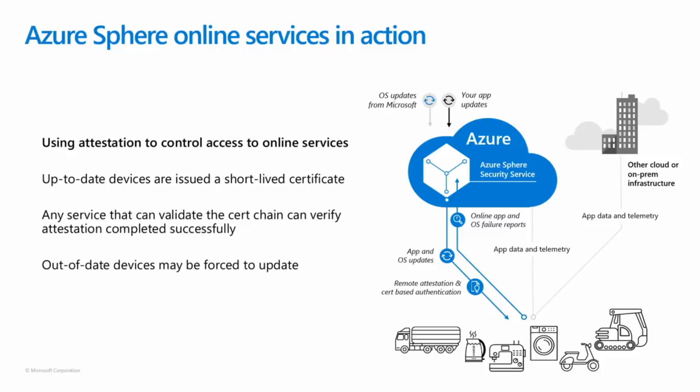If a device is out of date, it doesn't get the cert. It actually gets something called a quarantine cert that can only be used to connect to our update service, and we can force that update to occur. So this allows us to take the security service and scale out beyond Microsoft services by using a certificate, which is a really common format that can be understood and parsed.